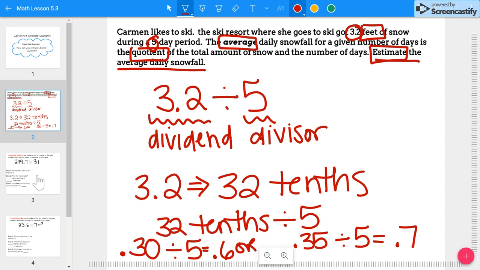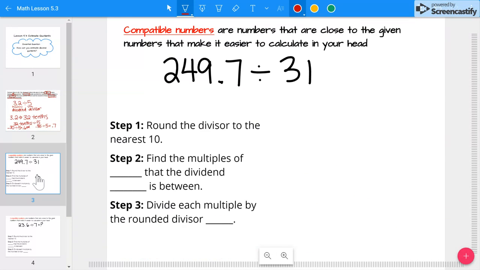So let's look at another way to do compatible numbers. I have this problem here. And just as a reminder at the top, I wrote down what compatible numbers are. They're numbers that are close to the given numbers that make it easier to calculate in your head. So I have this problem, 249 7/10 divided by 31. Remember, my first number is my dividend. The second number is my divisor.